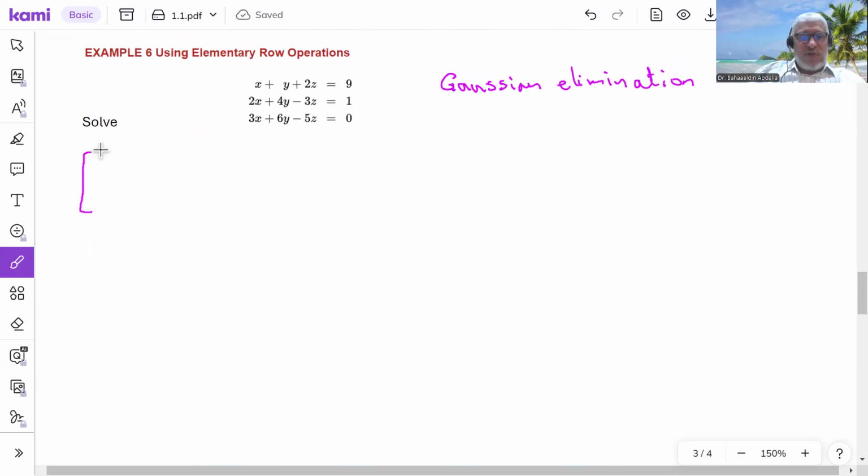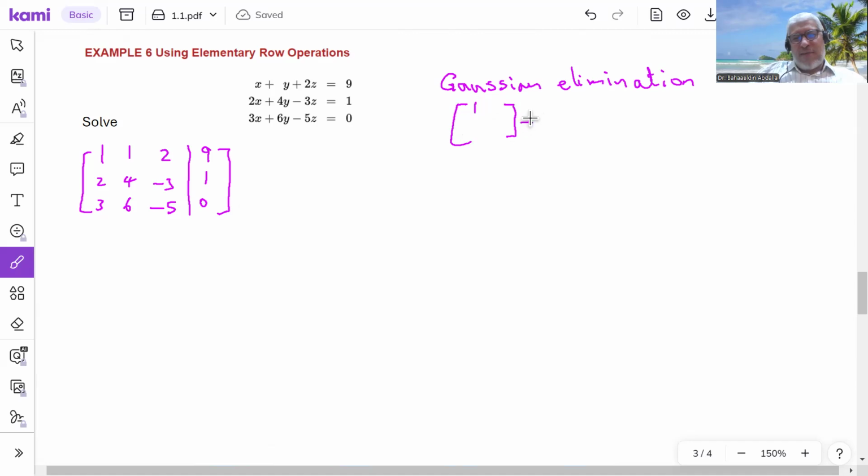So the coefficients of x are 1, 2, 3, and the coefficients of y, I have 1, 4, and 6, and the coefficients of z are 2, -3, and -5, and then the constants. I can add this vertical bar to differentiate between the left-hand side and right-hand side. You can write it or you don't have to write it. It's up to you.